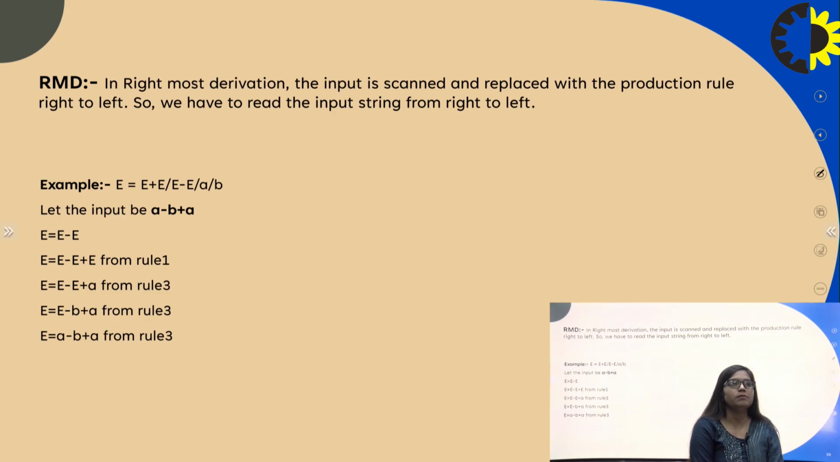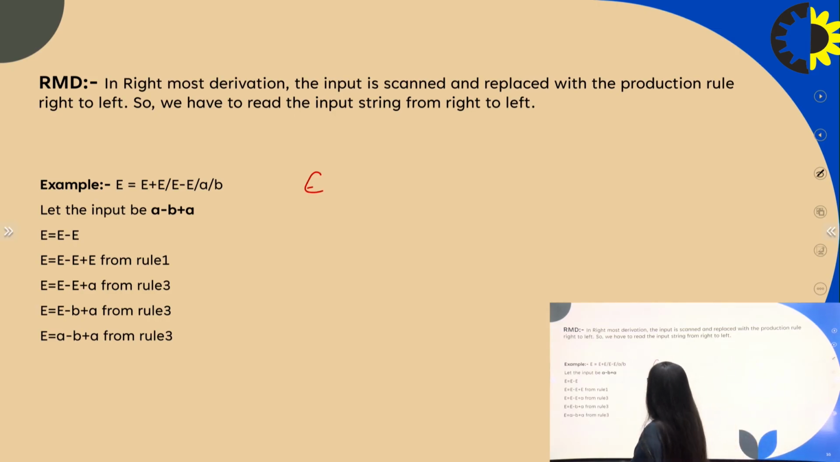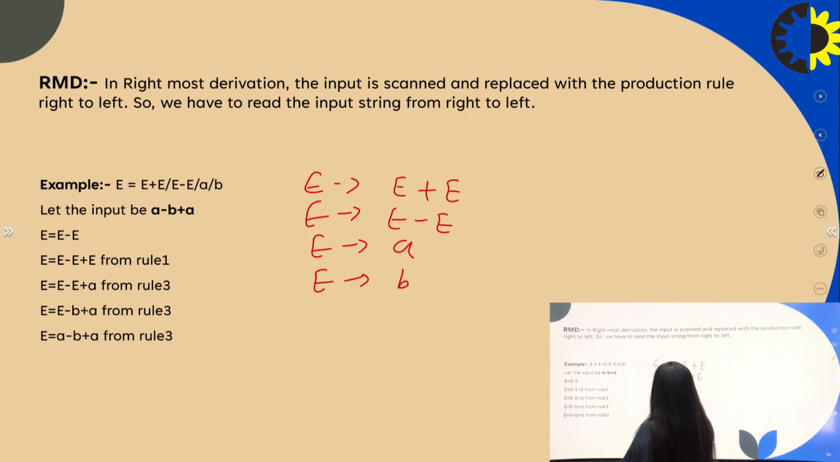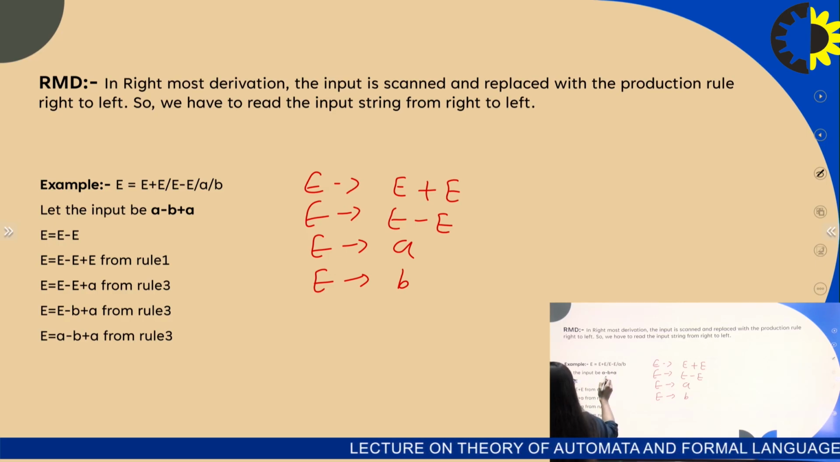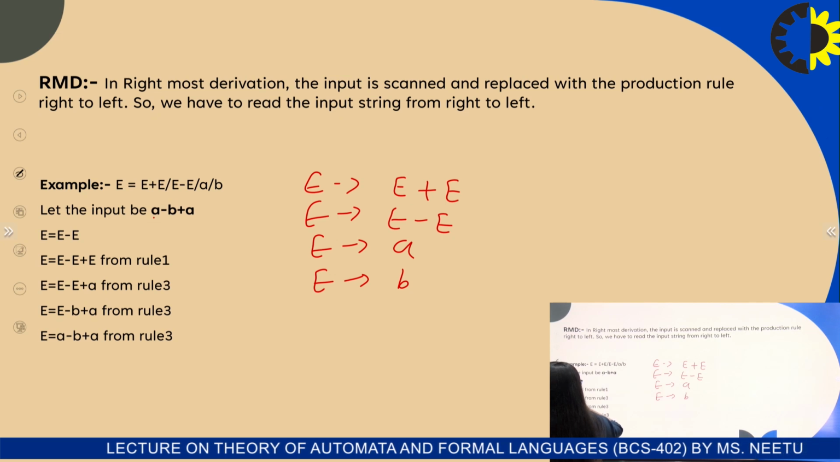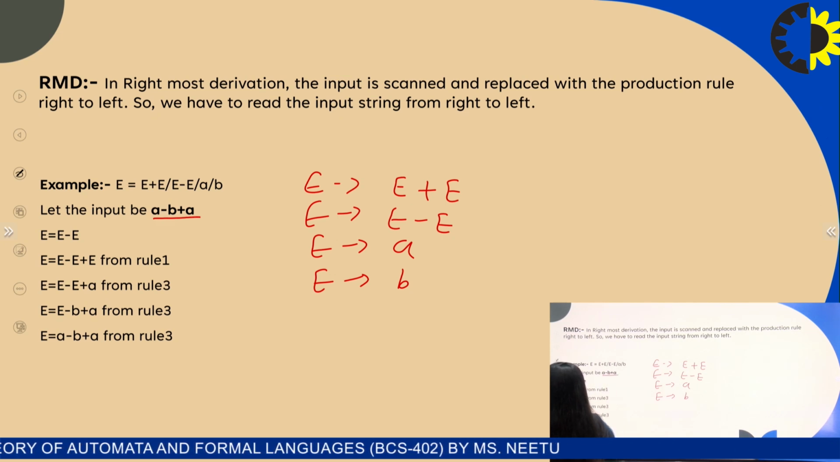Rightmost derivation. In a rightmost derivation, the input is scanned and replaced with the production rule from right to left. We have to read the input string from right to left. The example is the same: E produces E plus E, E produces E minus E, E produces a, and E produces b. We start the production from the right-hand side. The second production is E equals E minus E. We generate the string a minus b plus a.